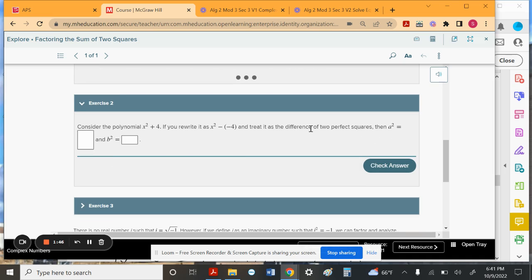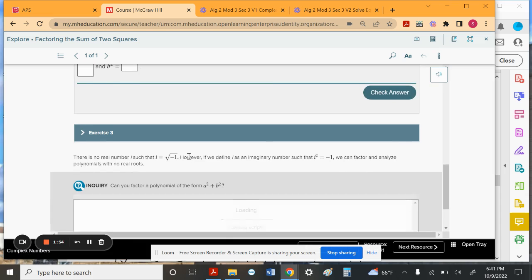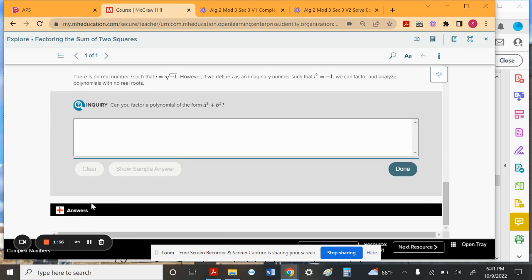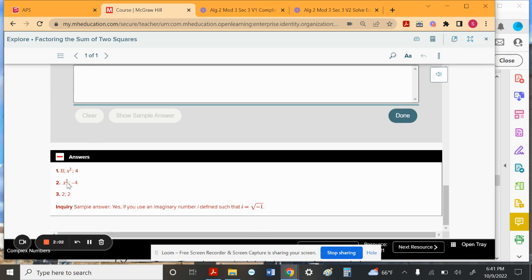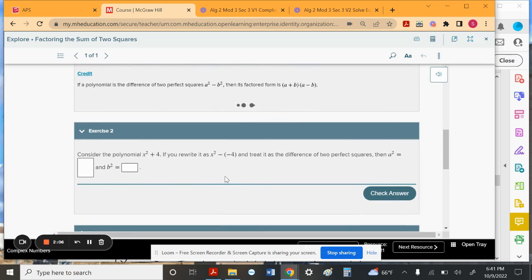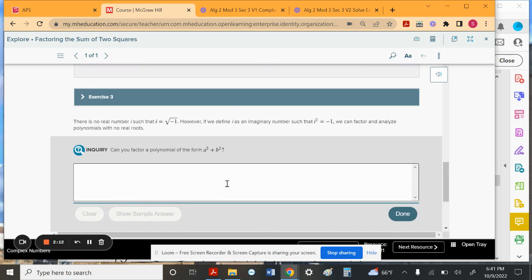I haven't seen it rewritten this way. So we would have our a squared would be our values there. I'm not sure what they're asking for in terms of how you write it, so I want to see how they're writing it in this particular case. So for this one, a squared would be our x squared, and the other one would be the 4. So they're just saying here's my a squared and here's my b squared.